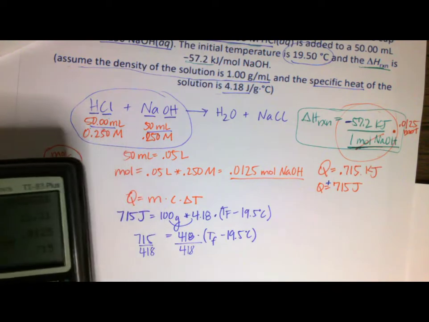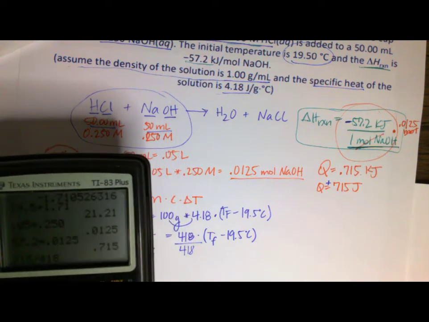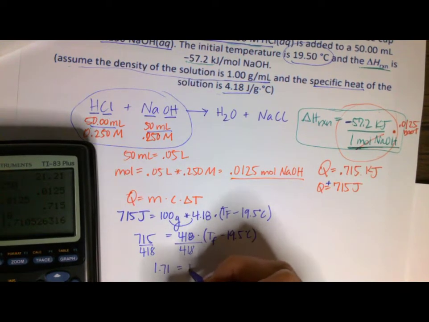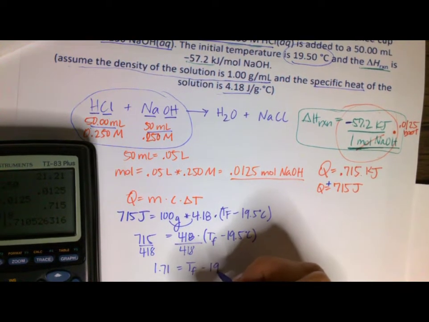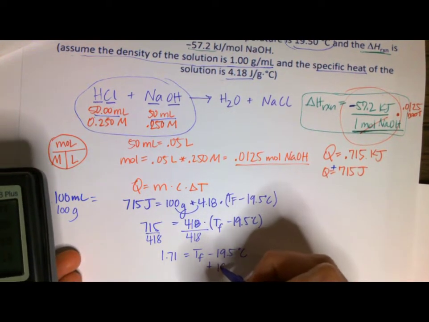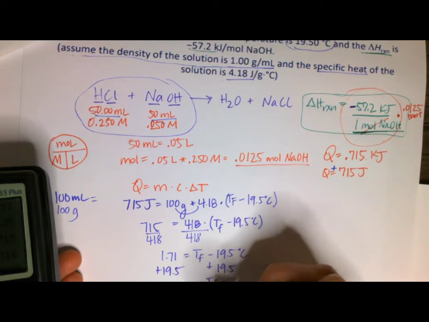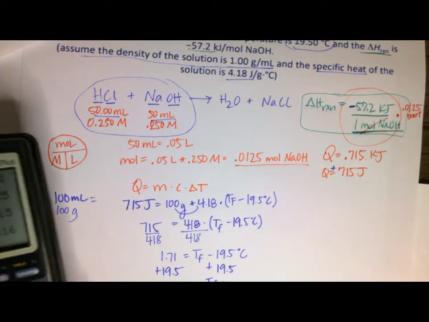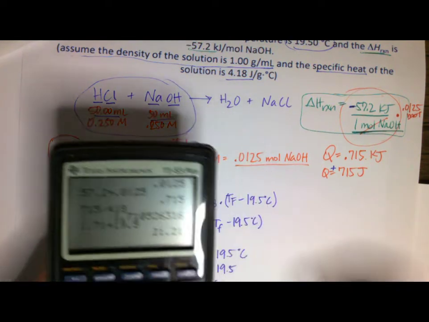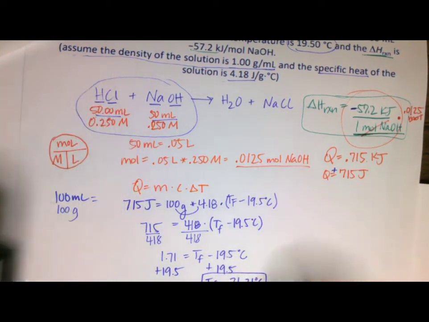And that'll give us 715 divided by 418, 1.71 equals TF minus 19.5. So to find my final temperature, I'm going to add 19.5 to both sides. So 1.71 plus 19.5, I should have 21.21 degrees Celsius. Let's see if this makes sense.